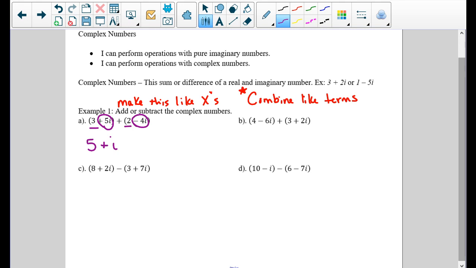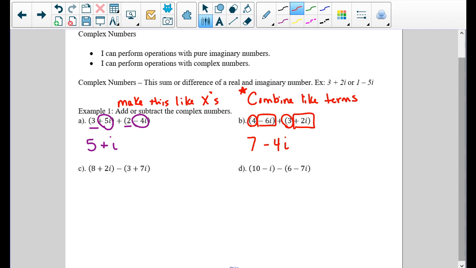Same thing in letter B. It's addition, I don't really have to look at anything differently. I can just go straight in combining these like terms. Combining these constant numbers, 4 plus 3 gives me 7. Negative 6i plus 2i gives me a negative 4i. That's it.